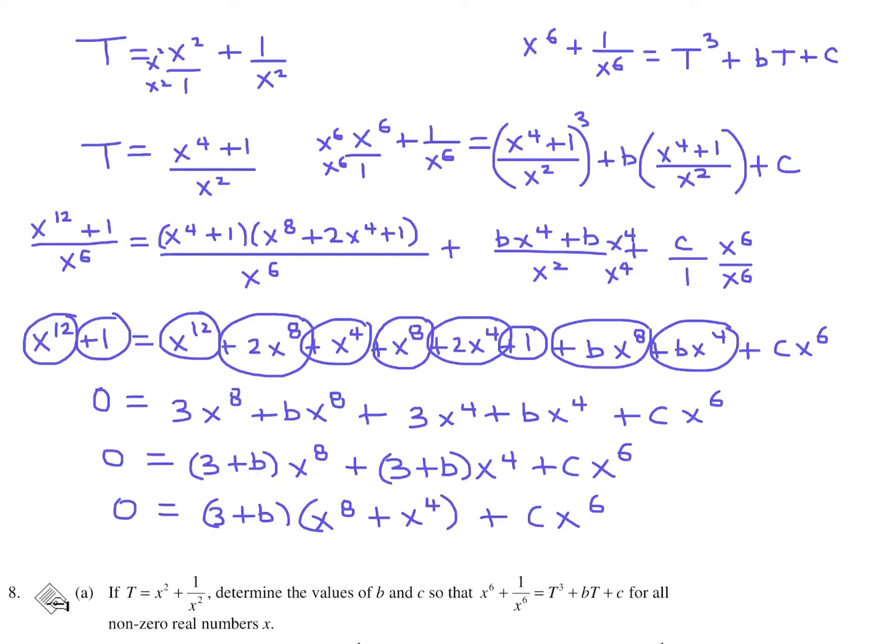If that's equal to 0, that must mean that this coefficient is equal to 0. So if 3 plus b is equal to 0, that means b is negative 3. And c has to be equal to 0 in order to make that x to the 6th disappear. And therefore that's it. Those are the values for b and c, which is what the question wanted us to figure out.